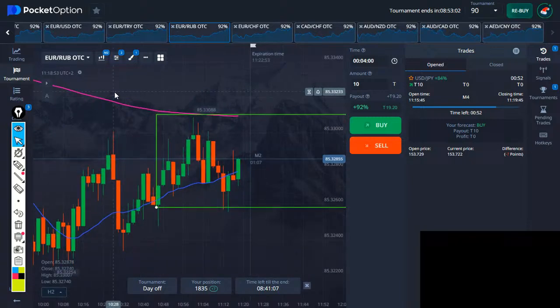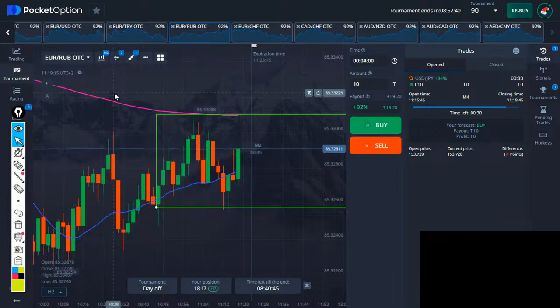The USD Japanese is doing not very great. It's a shame. Oops, I'm taking a $10 position. No problem. It's the tournament, so it's okay. It might win. Very close.